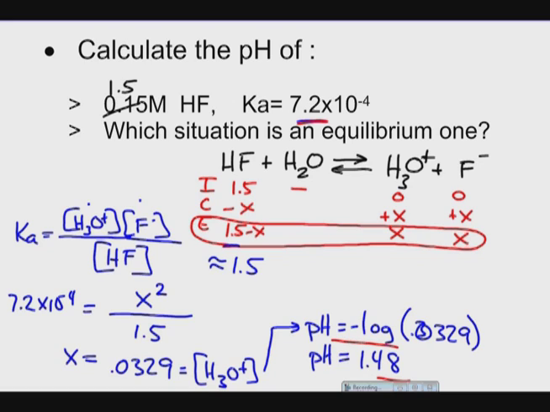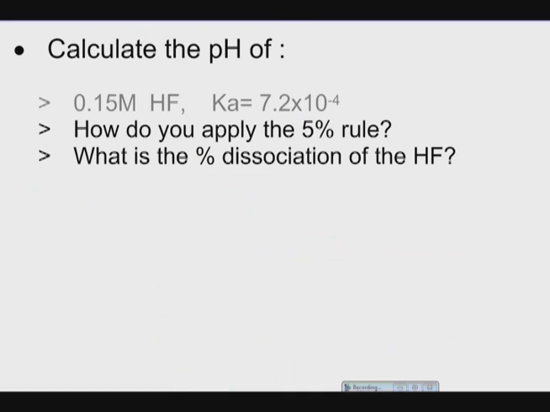Now, in figuring this answer out, we really just applied what we did with equilibrium before. We set up a reaction, then we did an ICE table, so we kept track of what we were doing. We made the assumption that X is small because our Ka value is small. We wrote a Ka expression, and then pretty much it's putting in the values to solve for our unknown. In this case, we needed hydronium ions.